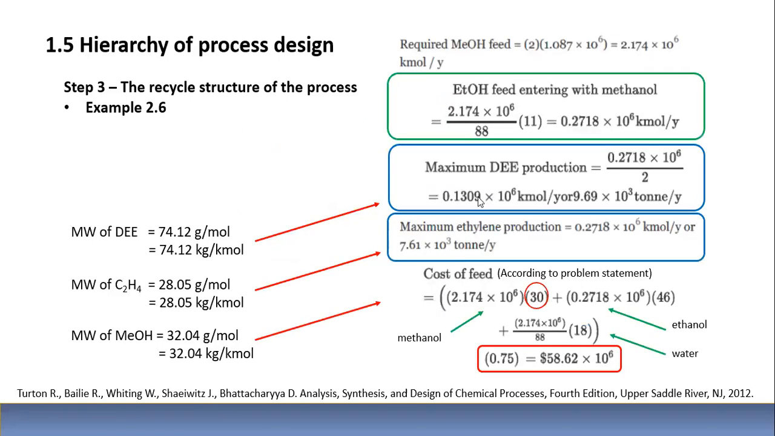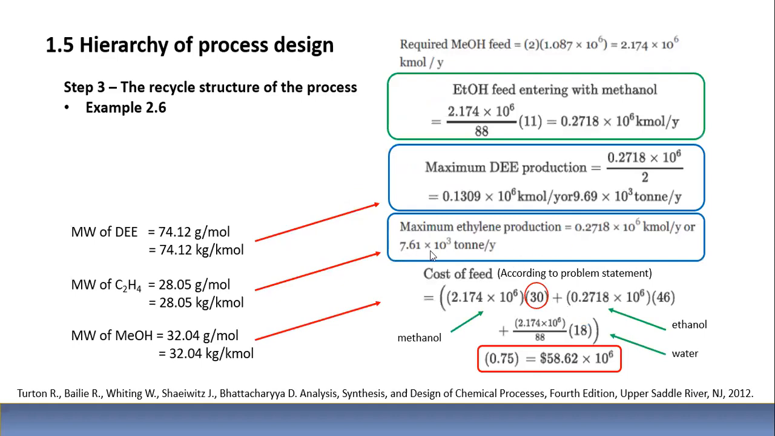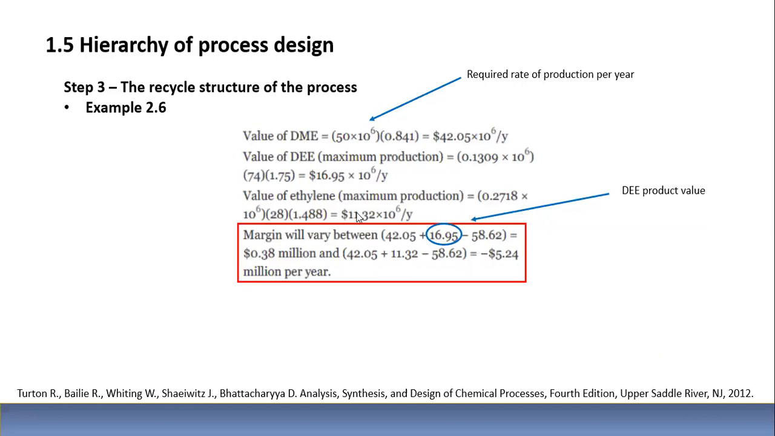And I think it was expressed in here, 0.13 times 10 to the 6 kilomoles per year, 9.69 times 10 to the 3 tons per year, multiplied times the cost of diethyl ether, which is 1.75, giving 16.95 times 10 to the 6 dollars per year. And the value of ethylene, we obtain ethylene 7.61 times 10 to the 3 tons per year. This is the molecular weight, and this is the cost in dollars per kilogram. So it was 11.32 times 10 to the 6 million dollars per year.